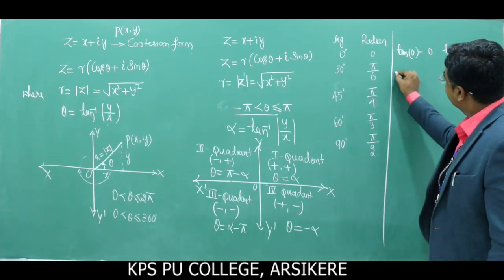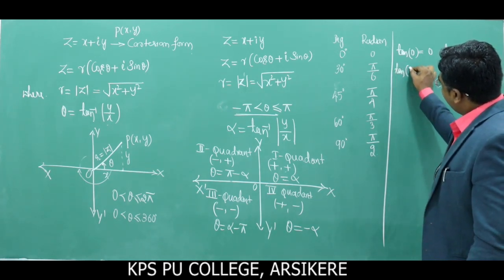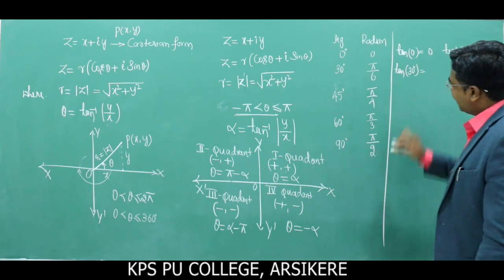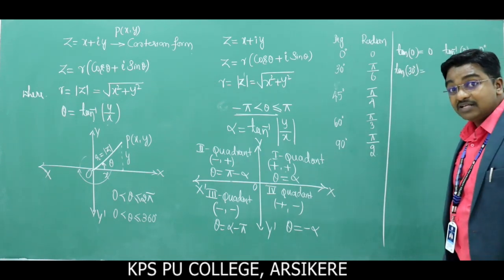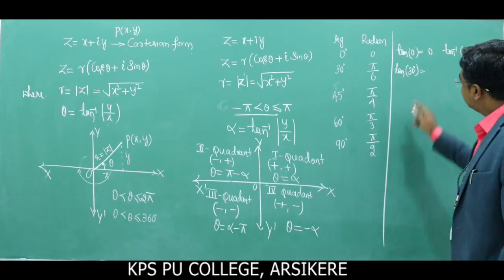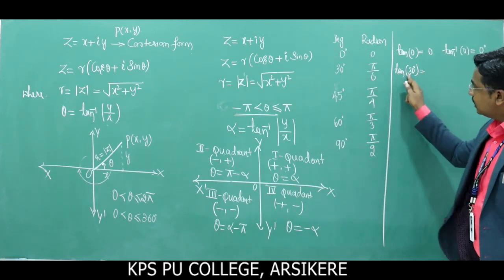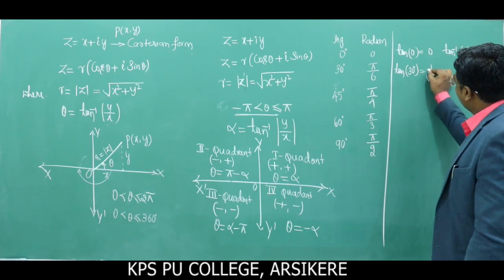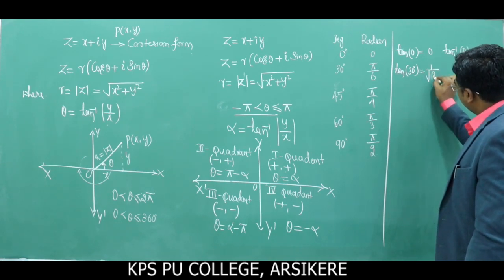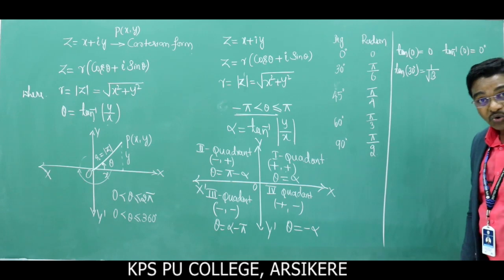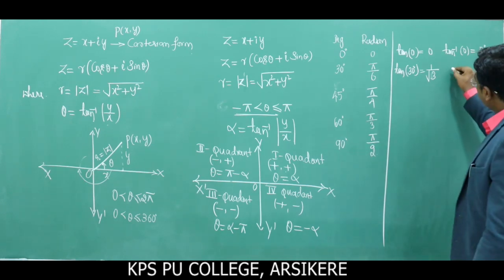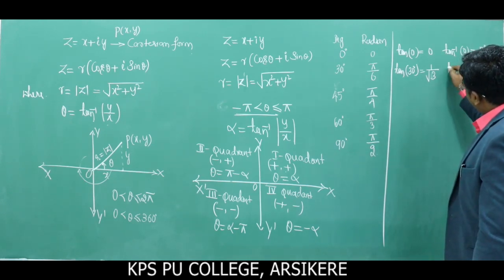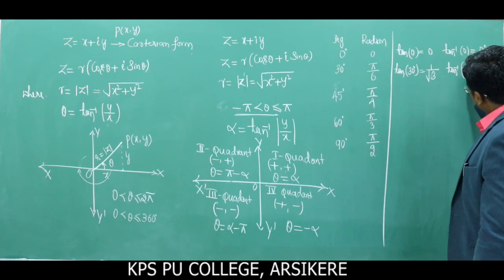Second one, tan of 30 degree. We don't use tan of 30 degree only, we can also use pi by 6. So in both the cases, tan 30 degree or tan pi by 6, the value is 1 divided by root 3. Then tan inverse of 1 by root 3.